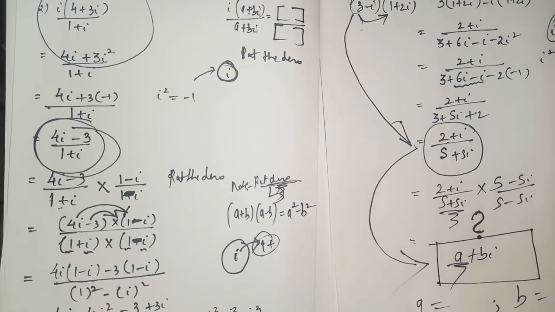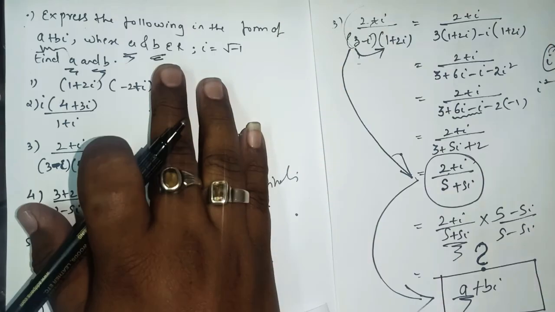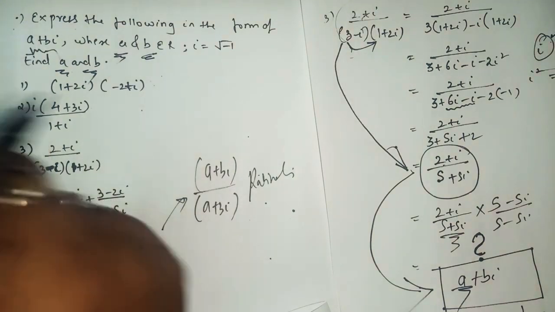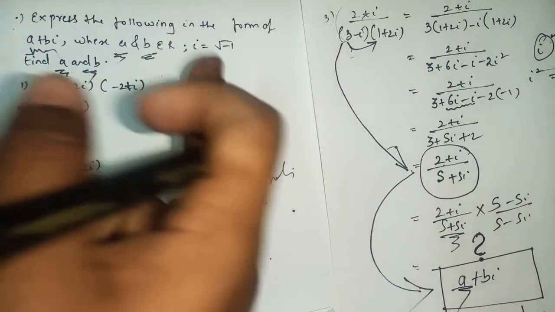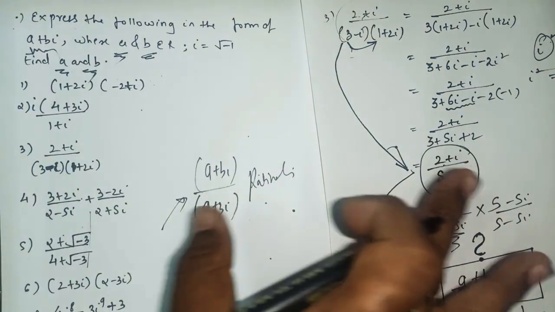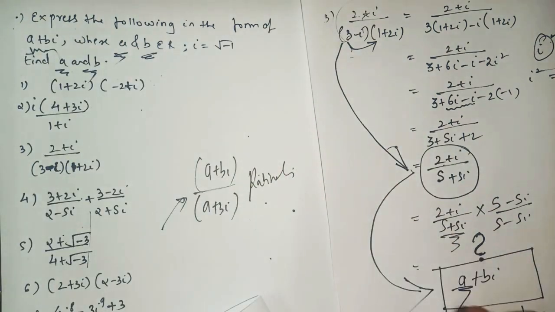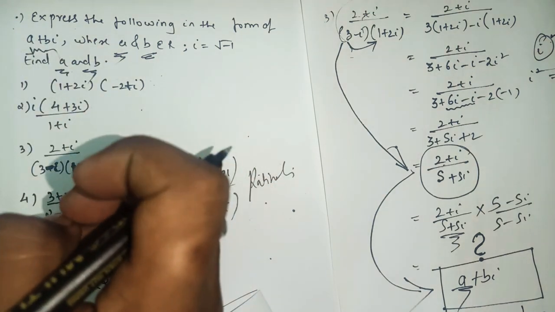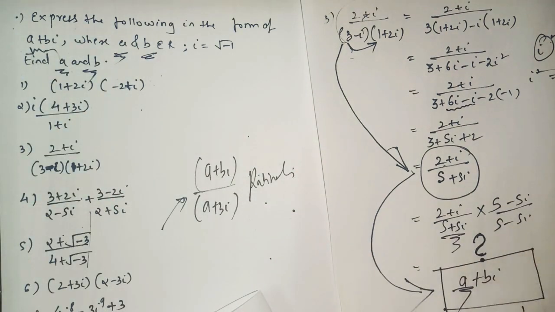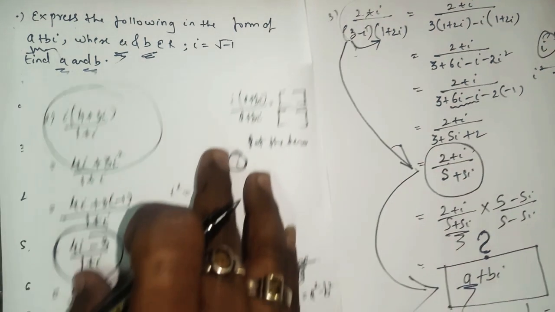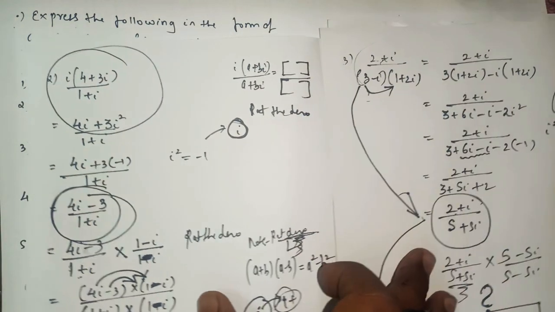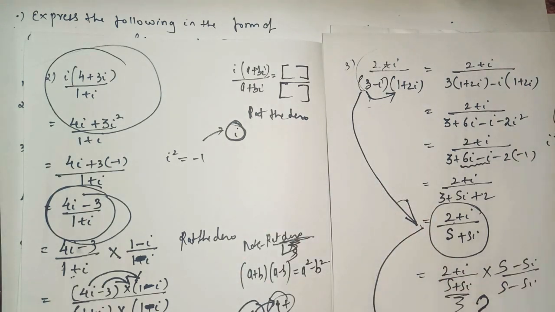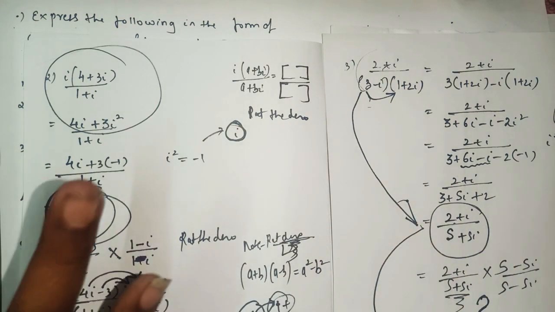We saw how to find the conjugate, how to find the answer, and how to express the following in the form of a plus bi, and where you have to find the values of a and b. So in this lecture we covered some basic concepts on how to find the values of a and b, and also the conjugate of a complex number. And in the last video lecture we saw the exact definition of the complex number and the properties based on complex numbers. The remaining sums based on this, we'll see in the next lecture.